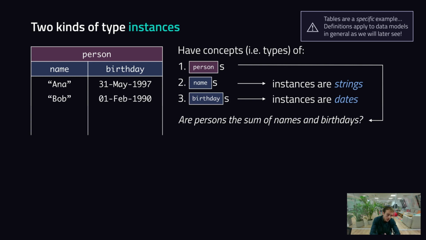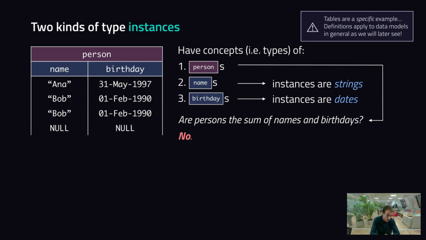That does sound wrong when you say it out loud, and it's even wrong in this tabular example. Indeed, we could simply add another person to this table with exactly the same name and exactly the same birthday. We would still have created a different person. So we've now got three persons in our table. So persons are in particular not just the sum of names and birthdays.